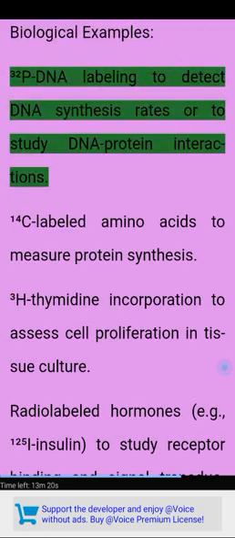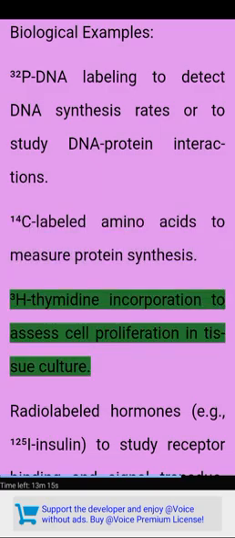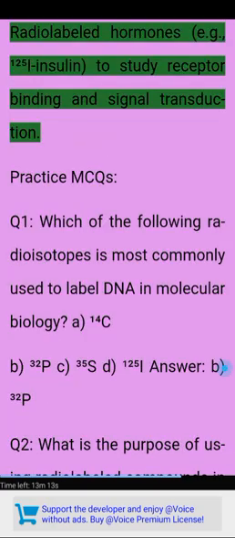Biological examples. 32P DNA labeling to detect DNA synthesis rates or to study DNA-protein interactions. 14C-labeled amino acids to measure protein synthesis. 3H thymidine incorporation to assess cell proliferation in tissue culture. Radiolabeled hormones, e.g., 125I insulin, to study receptor binding and signal transduction.